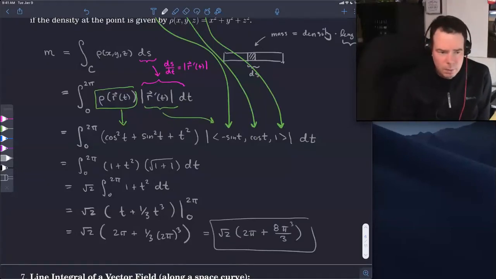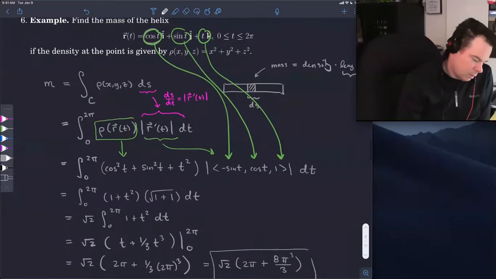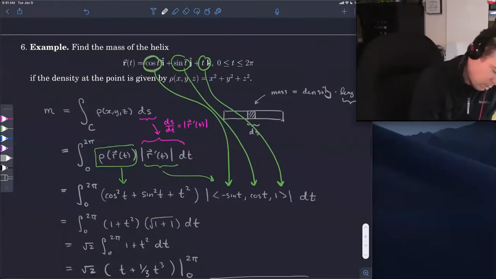Hi, Professor. Hi there. There's a small question. Why is it rho of r of t? Because we need to sample. So the rod is given by this expression here. So there's our sort of helix.